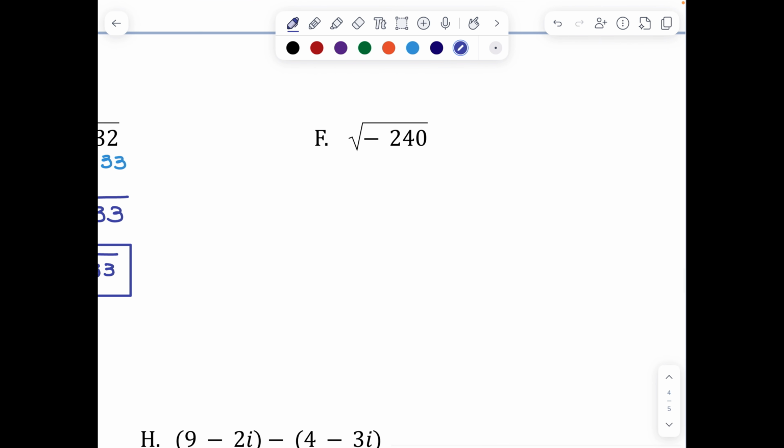Next example, we have the square root of negative 240. So I know that 240 breaks down to 16 times 15. Square root of 16 is just 4. That negative 1 comes outside as an i. So we'll be left with 4i square root of 15.